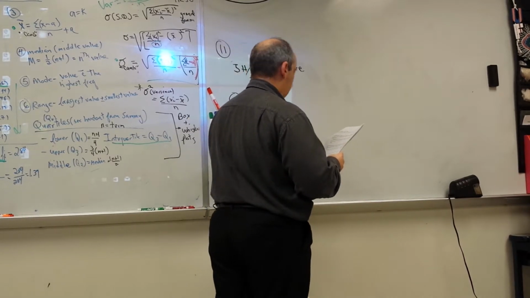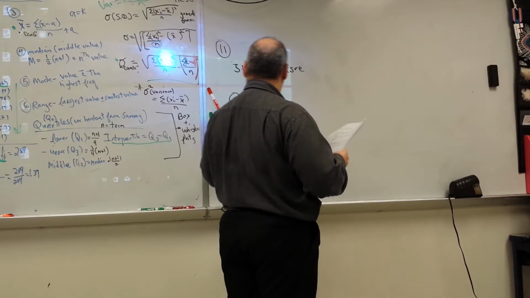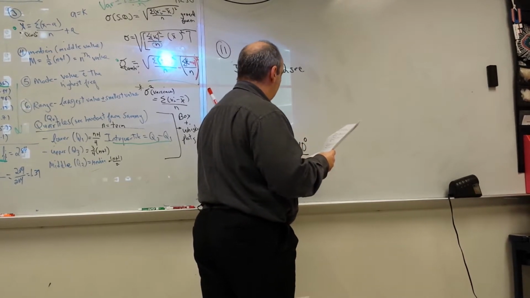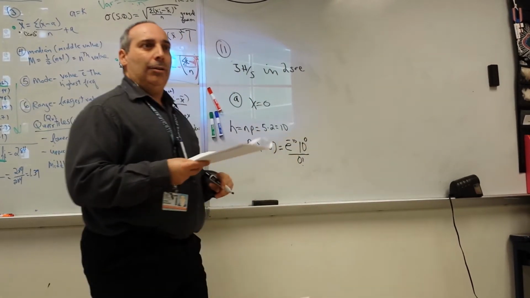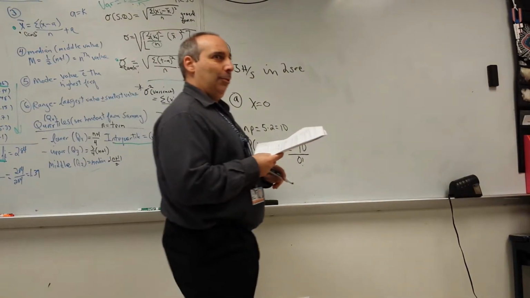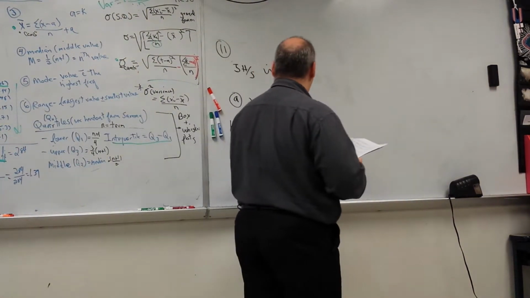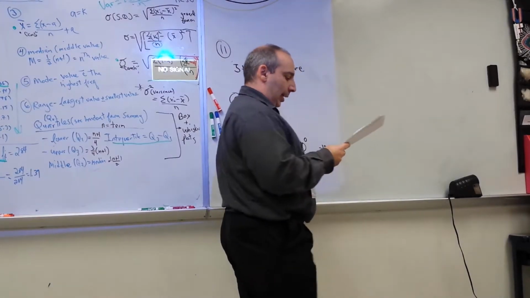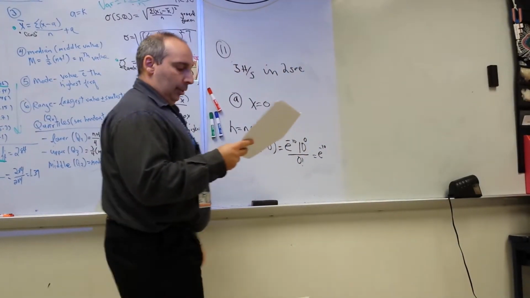Negative 10. And then what? 10 to the X power 0, over 0 factorial. And everybody knows 0 factorial now is 1. Everybody know why? Okay. So it's just e to the minus 10, whatever that is. Pretty good?